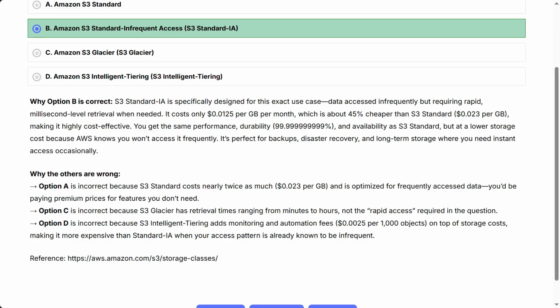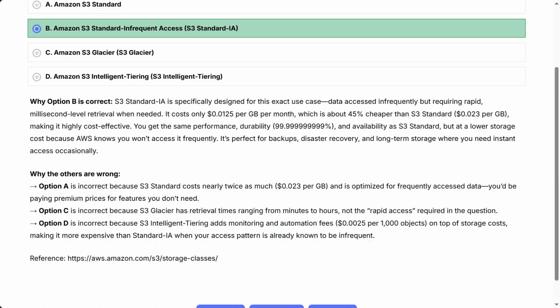You get the same performance, durability, 99.999999999%, and availability as S3 Standard, but at a lower storage cost because AWS knows you won't access it frequently. It's perfect for backups, disaster recovery, and long-term storage where you need instant access occasionally.